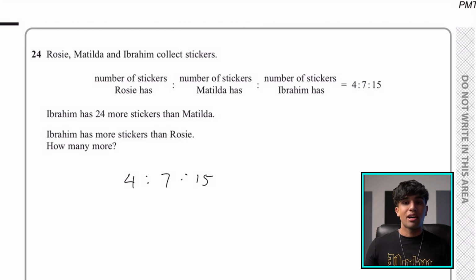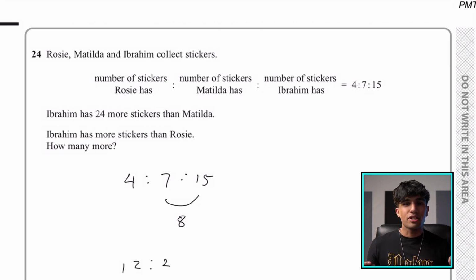We start by writing down what we know, which is the ratio of Matilda to Rosie to Ibrahim, which is 4 to 7 to 15. As we know Ibrahim has 24 more stickers than Matilda, let's first compare the difference between them in our existing ratio. This difference is 8.